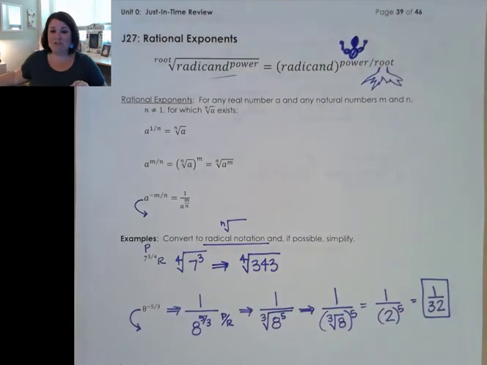All right, so that is the end of J27. So you should now be able to complete that homework assignment, which concludes Unit 0. So be sure to watch the little short video on how to review for the Unit 0 test, and good luck on it.